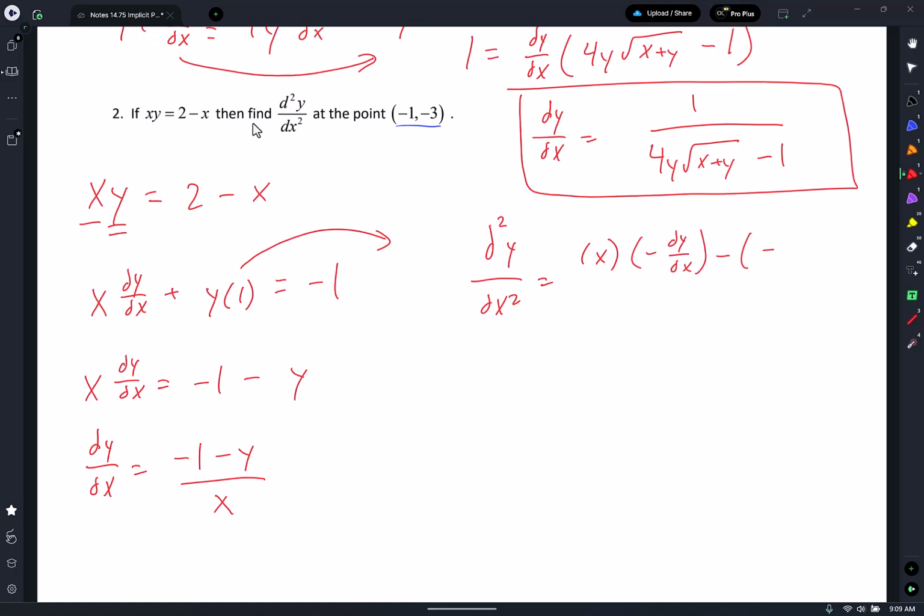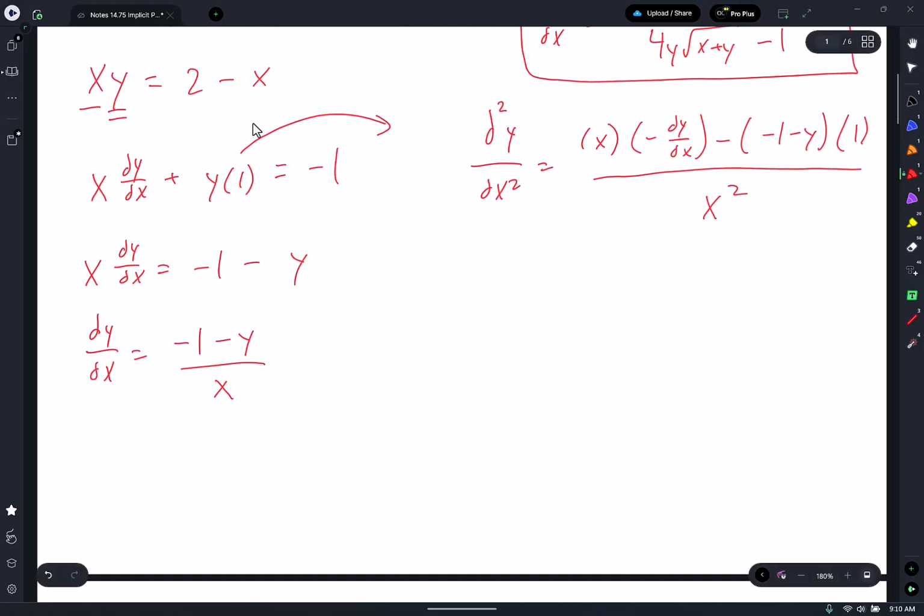Minus top, negative 1 minus y, times the root of the bottom, 1, all over bottom squared. Okay, this is just my suggestion. I would not try to substitute dy/dx to solve. I would just plug right in.